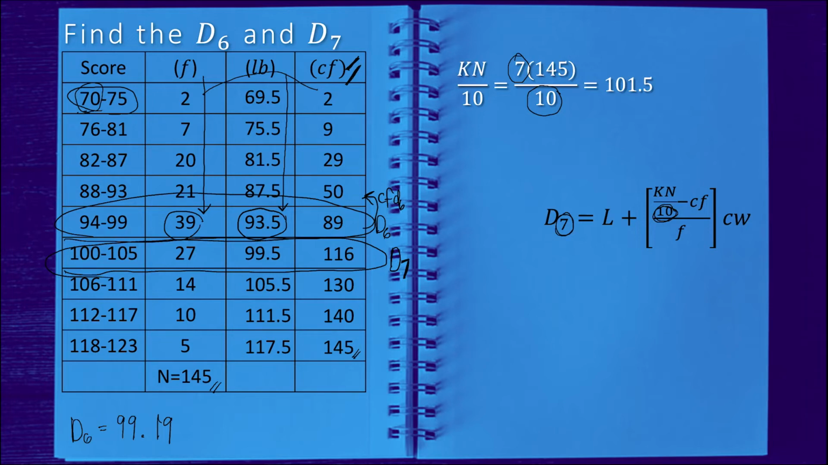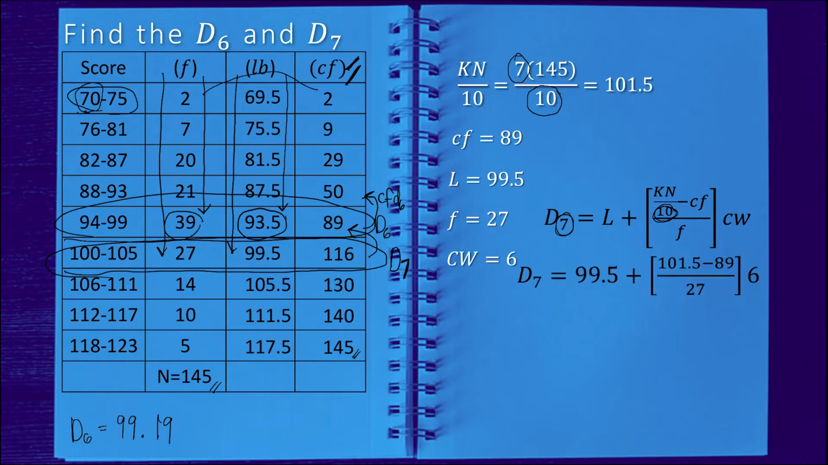Okay, ulitin natin. The cumulative frequency before sa kanya is 89. That is CF. And then, tignan nyo po sa lower boundary. Ang kanyang lower boundary is 99.5. At tignan po ulit natin sa frequency. Ang kanyang frequency is 27. And the CW is same as D sub 6. That is 6. After po natin makuha lahat ng values na yan, isa-substitute lang natin siya doon sa formula.